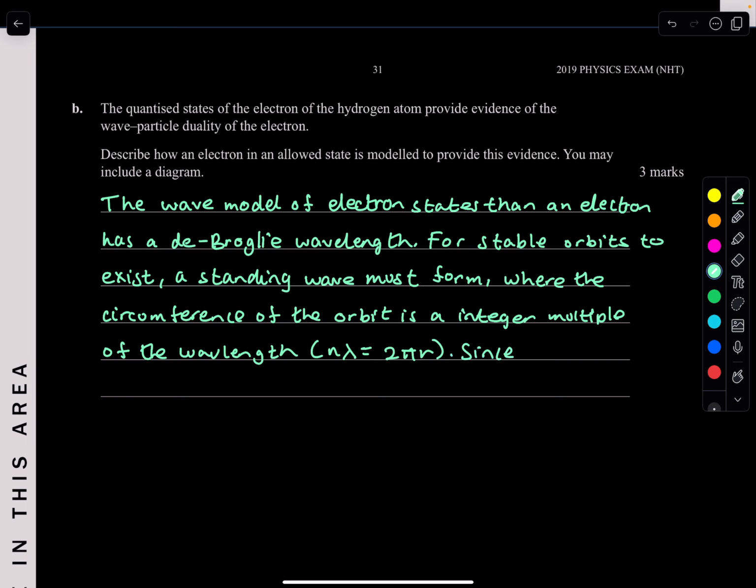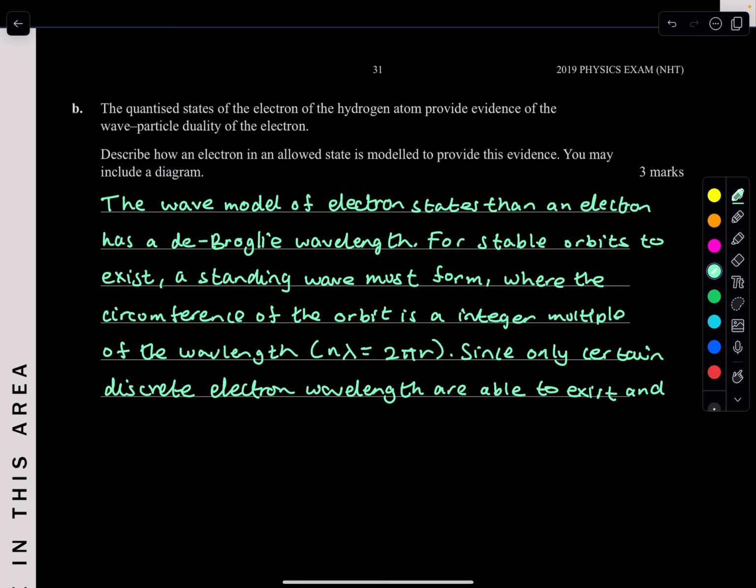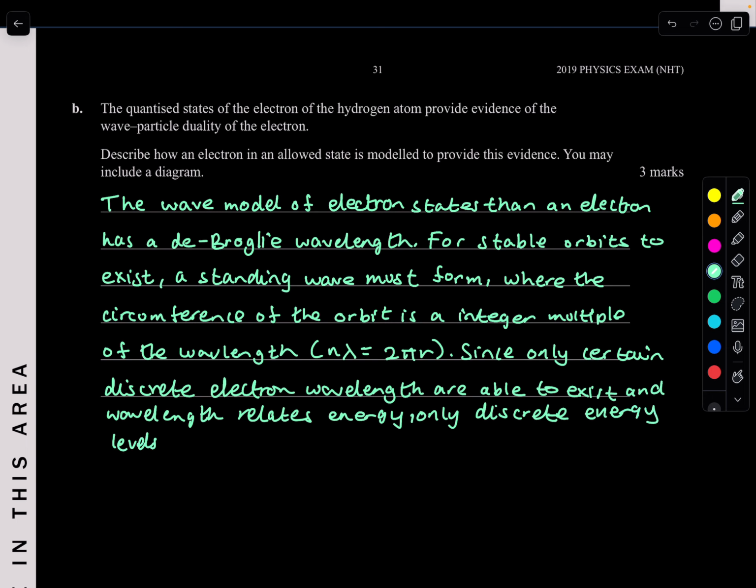So also, since only certain discrete electron wavelengths are able to exist, and wavelength also relates to energy, we can say only discrete energy levels of electrons are allowed to exist. Beautiful. That goes in very deep into what it is.